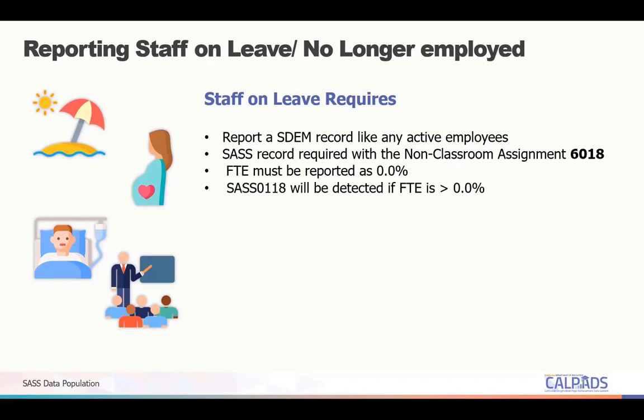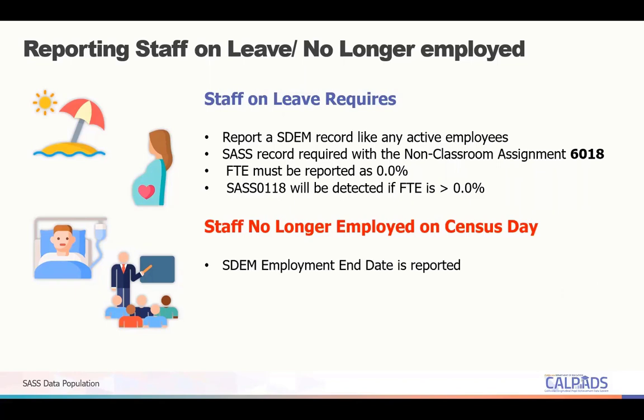For staff members who are no longer employed on census day, populate their most recent demographic record with the employment end date. Do not populate the effective end date since this will just trigger CalPADS to create a new active demographic record. Do not submit a staff assignment record for this current academic year. Otherwise, CalPADS will generate a fault to certification error down the road.